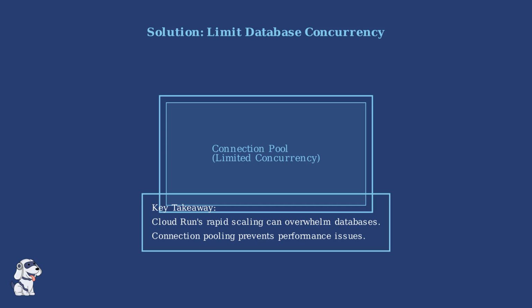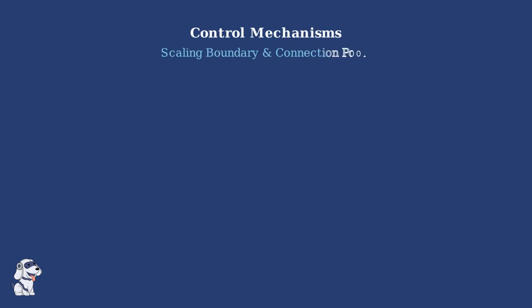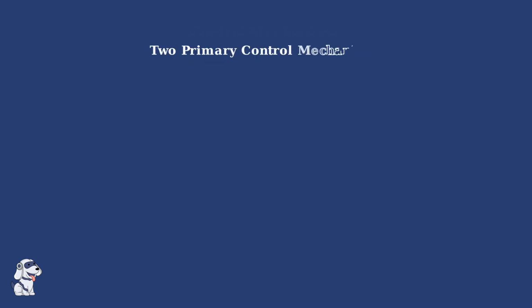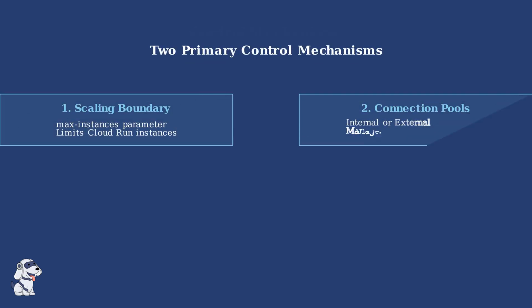Cloud Run scales rapidly. When working with Cloud Run and databases, we need control mechanisms to prevent overwhelming our database with too many connections. There are two primary approaches we can use. The first mechanism is setting a scaling boundary using the max instances parameter. This directly limits how many Cloud Run instances can be created. The second mechanism uses connection pools to manage the number of active database connections.